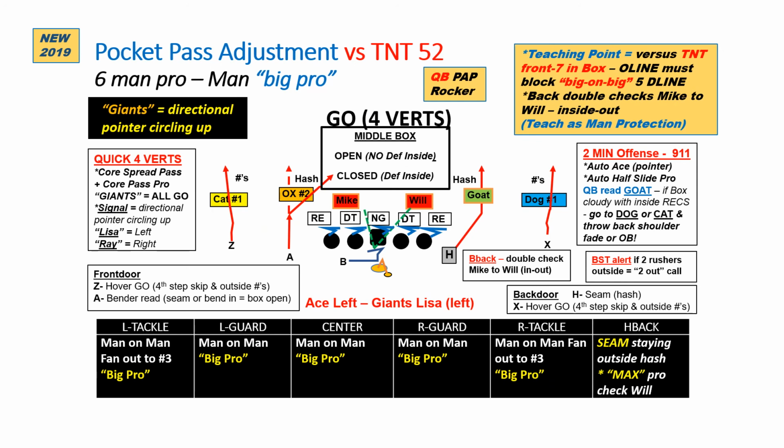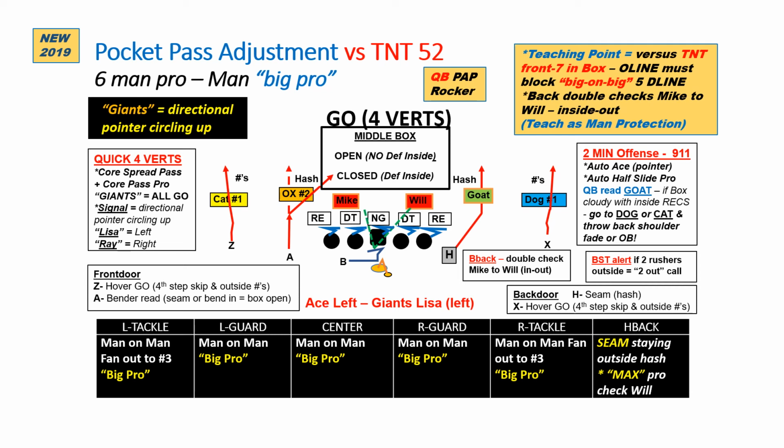All right, here it is as a diagram. We've called it a Giants Lisa, so we've set the protection to the left, but the center calls out TNT. Quarterback repeats it to the back, TNT, and now we have no Sam. We have 5 defensive linemen, so our 5-0 line will block big on big, and the back checks Mike to Will inside out.